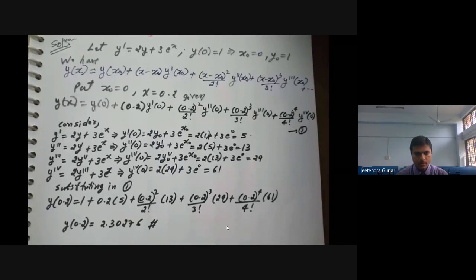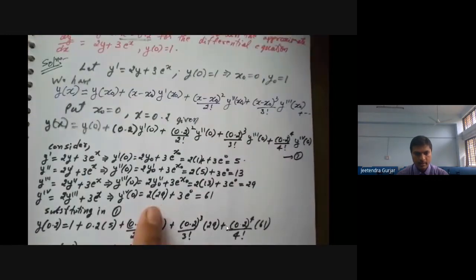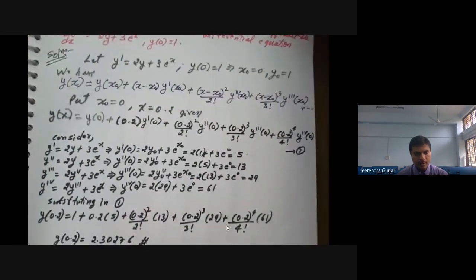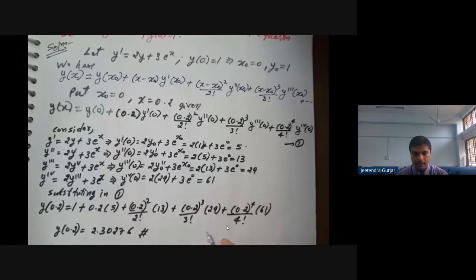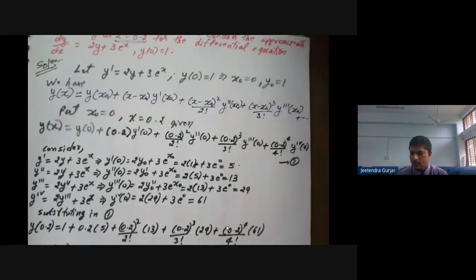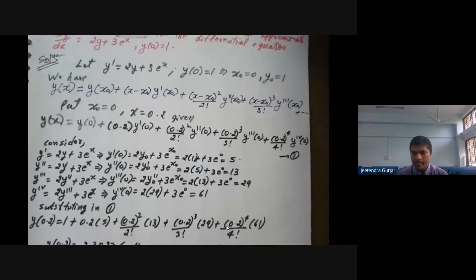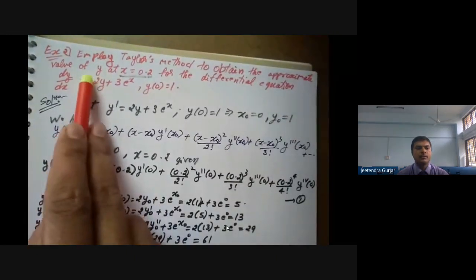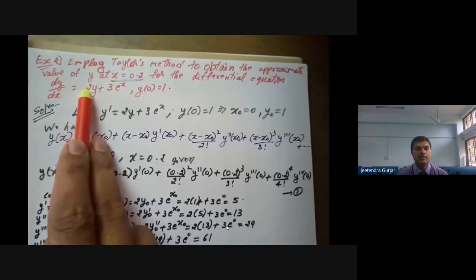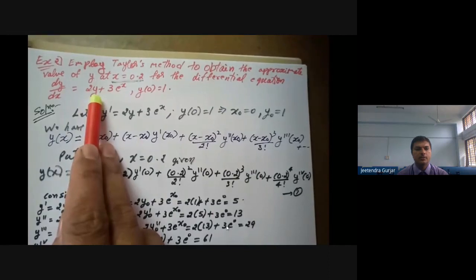This is how we should get the answer. So just repeat once again, if we have any doubt, you can see. I'll just repeat this once again, students. So quickly I will finish this. This is the question using the Taylor series method. They have given dy by dx is equal to 2y plus 3 e raised to x, y of 0 is equal to 1.